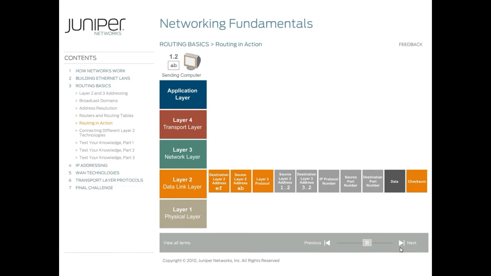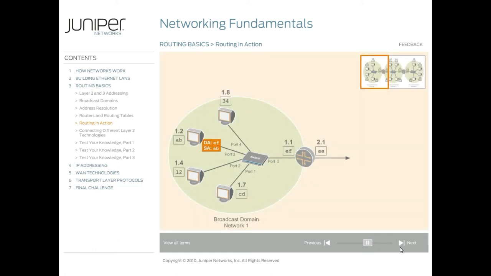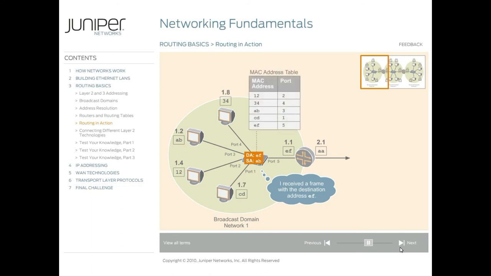After Layer 2 encapsulation is complete, PC 1.2 converts the data to ones and zeros and sends it over the wire. The Ethernet switch connecting the source PC to the router receives the frame, examines the Layer 2 destination MAC address, and looks for a match in its MAC address table, which, on a switch, is commonly called a forwarding table. If the switch does not find the Layer 2 address in its table, it will send the frame out all ports except the one it came in on. In this case, the switch finds a matching entry for the Layer 2 address, so it only forwards the frame out the port specified for that address.